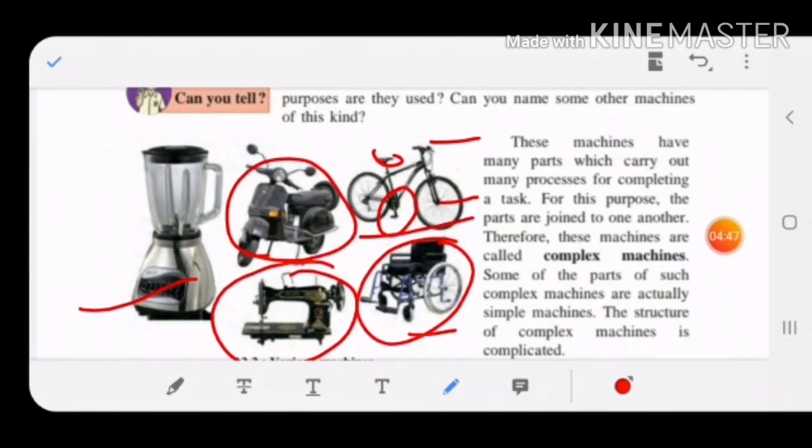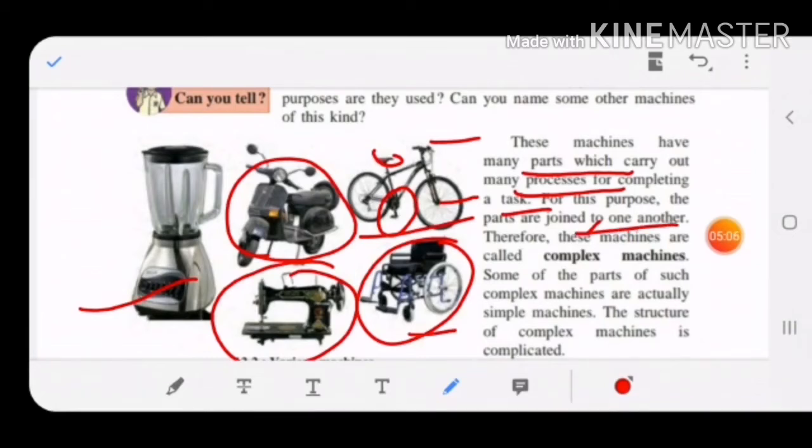This cycle is made up of wheels, pedals, handle, seat, so many parts. When they are joined together, then one machine is made. Yes or no? So these machines have many parts which carry out many processes for completing a task. Task means work.